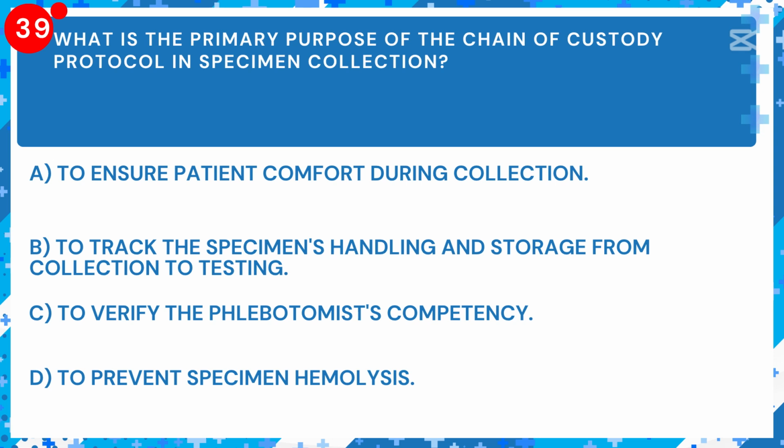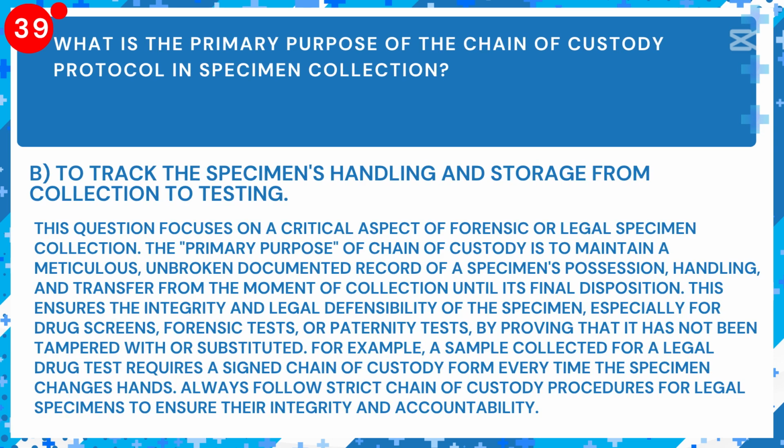Question 39. What is the primary purpose of the chain of custody protocol in specimen collection? A. To ensure patient comfort during collection. B. To track the specimen's handling and storage from collection to testing. C. To verify the phlebotomist's competency. D. To prevent specimen hemolysis. Answer: B. To track the specimen's handling and storage from collection to testing.